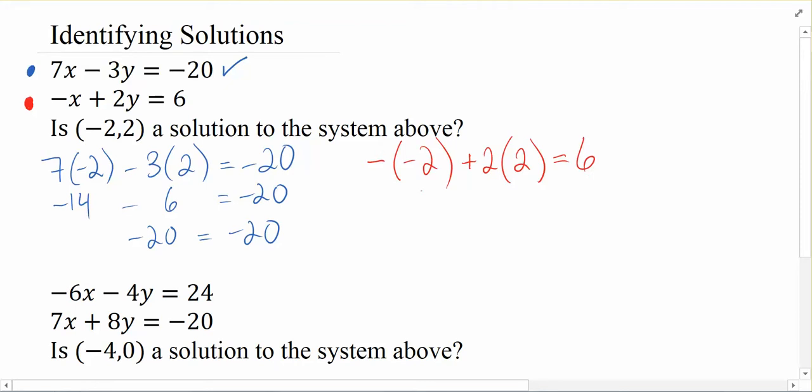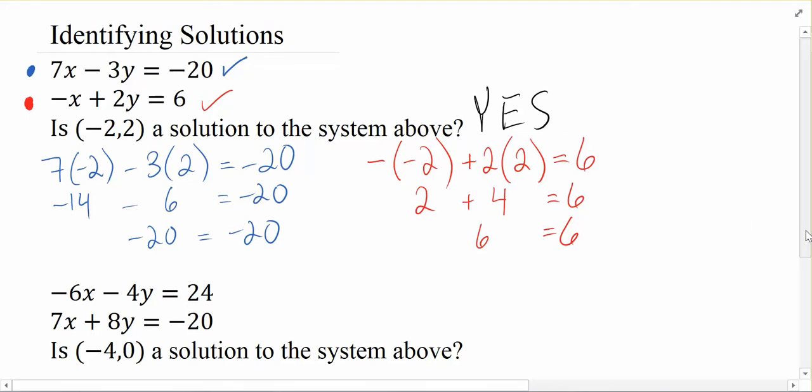So in this one, negative negative 2 is positive 2. 2 times 2 is 4. 2 plus 4 is 6. So it looks like this one works as well, which means, yes, negative 2, 2 is in fact a solution because it does satisfy both equations.